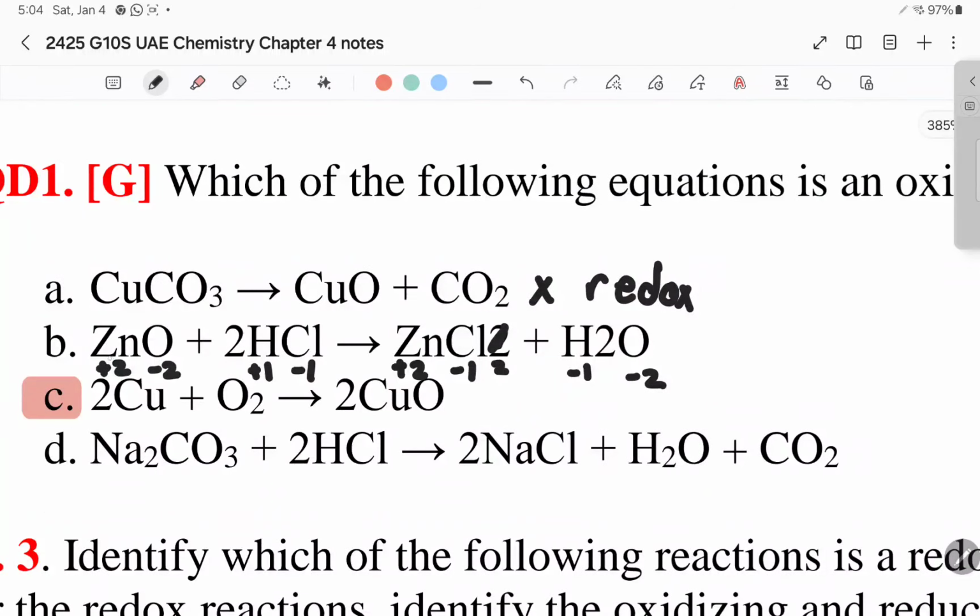So here we're going to compare. Does Zn have the same oxidation number here and here? Yes. O will always have the same oxidation number. H has the same oxidation number. And Cl has the same oxidation number. Since there was no change in oxidation numbers, it's safe to say this is not a redox reaction. So we're going to remove this and write not redox.